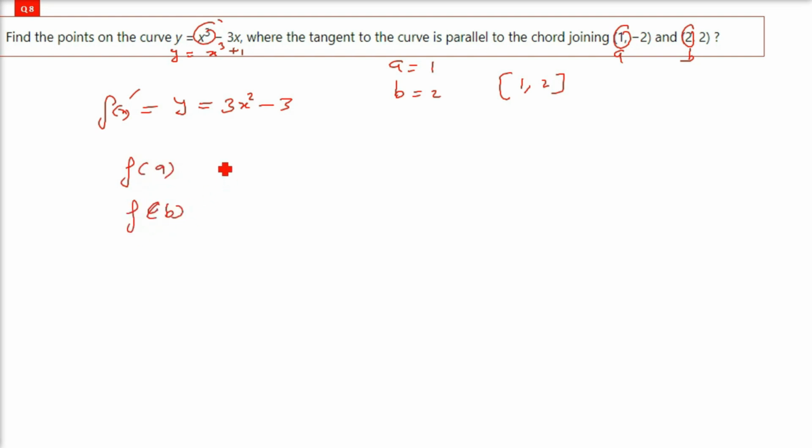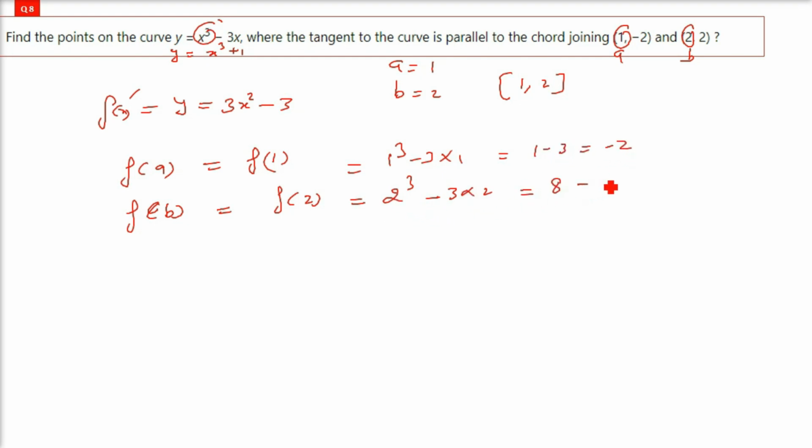For that we have to find f(a) and f(b). So f(a) is what? F(1). F(b) is what? F(2). This f(1) will be equal to 1 cube minus 3 into 1. That will give you negative 2. And when you put 2 cube minus 3 into 2, 8 minus 6 is going to be 2. So one time you get negative 2, one time you get 2. And that 2 and negative 2 will be used in f(b) minus f(a) by b minus a, and that has to be equated to 3x square minus 3, which is the differentiation value.